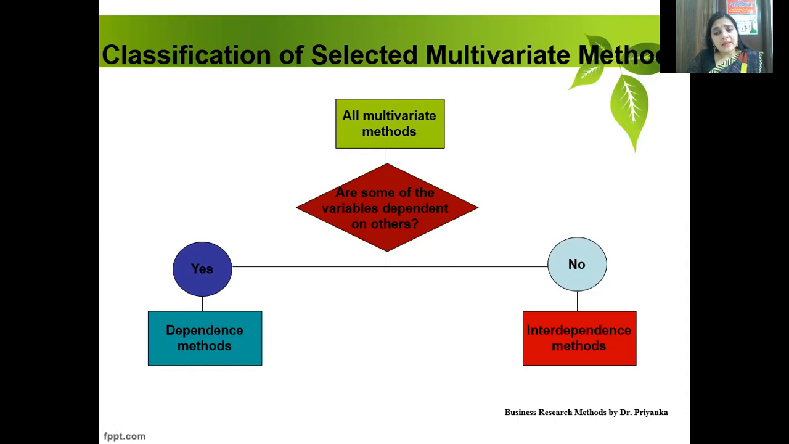This can be classified into two categories: dependence methods and interdependence methods. In all multivariate methods, the question is, are some of the variables dependent on others? If they are dependent on others, then it would be a dependence method. If they are not dependent on others, or they are interconnected, their own qualities are such that they are interdependent, then it would be an interdependence method, right? Dependence and interdependence.